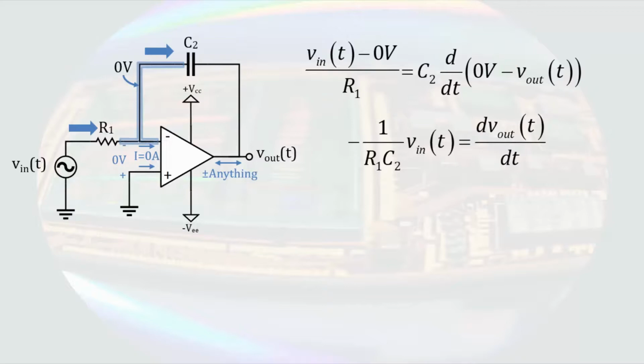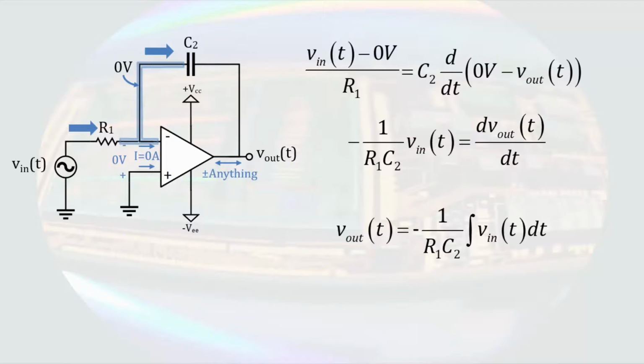have the derivative of the output voltage with respect to time is equal to minus 1 over R1 C2 times the input voltage. We can integrate both sides of the equation and determine that our output voltage is proportional to the integral of the input voltage. For now, I am ignoring any constant term that results from the integration. We'll just say the initial voltage across the capacitor was 0 volts. This circuit is then an integrator.